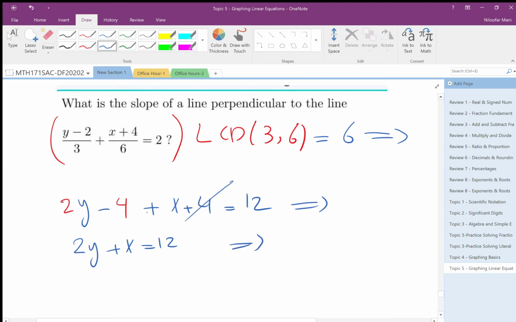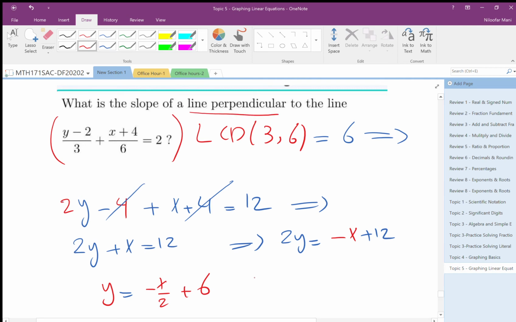What happened? I cancel this and that, and then I have 2y equal minus x plus 12. Oops. And then I have y equal -1/2x plus 6. Okay, because I have to divide both sides by 2. So now, what is the slope of the line?